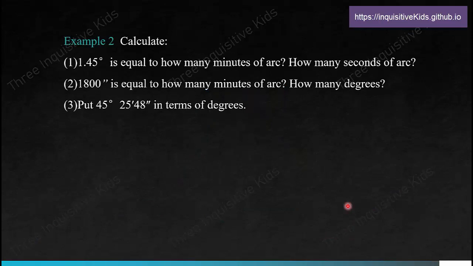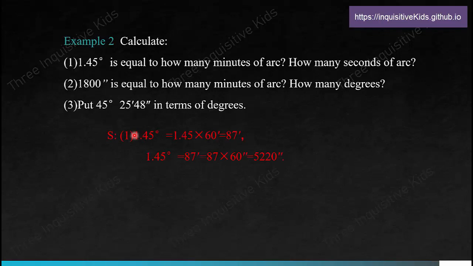Now we have to do the calculation. If you just jotted down what I just told you to do, then you would be able to do this. Calculate all of these questions and then come back and then we'll go over them together. First question says how many minutes of arc and how many seconds of arc is 1.45 degrees equal to.